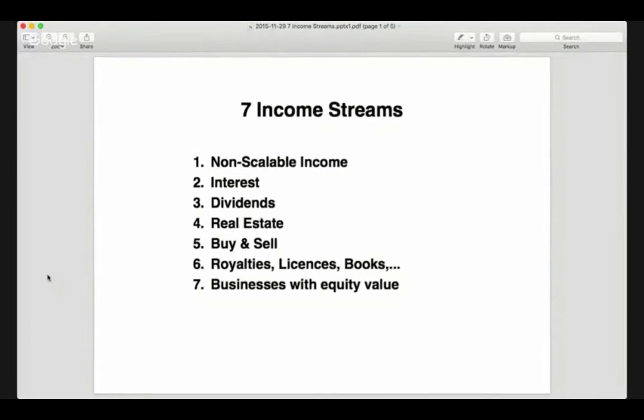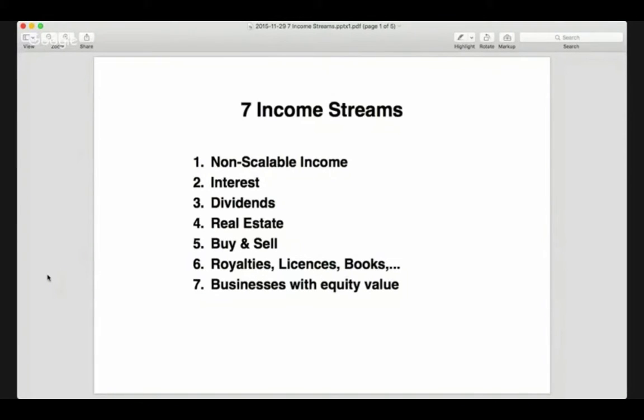So we basically talked about the first 6 now of the 7 income streams. So let's quickly go back and have a look again and summarize the entire thing so everyone has a better idea of how this works. So we talked about the non-scalable income.